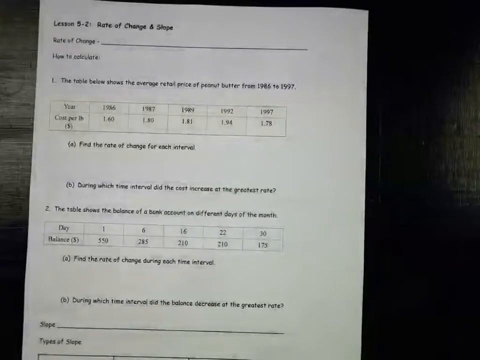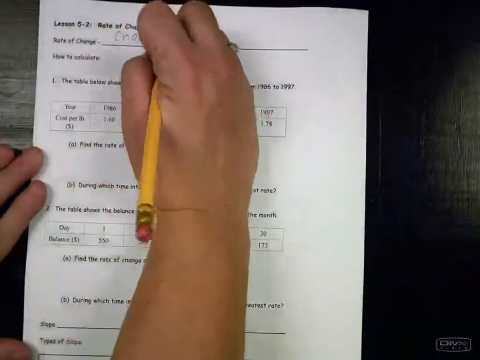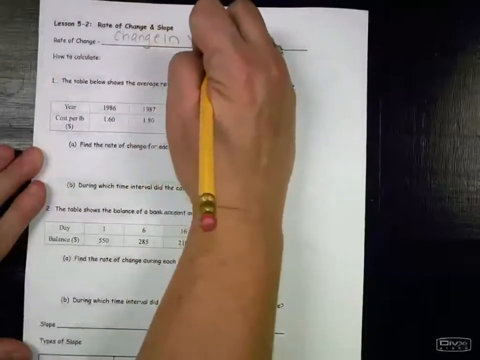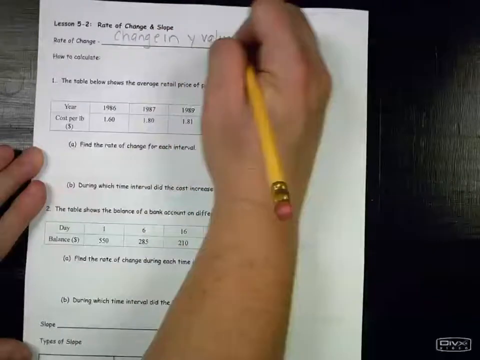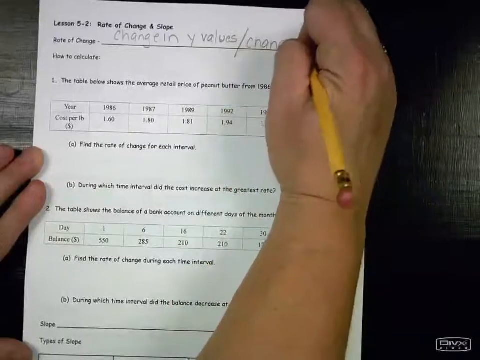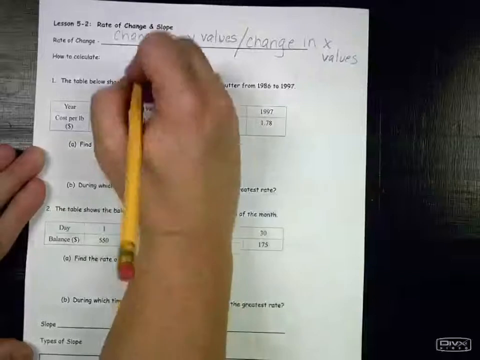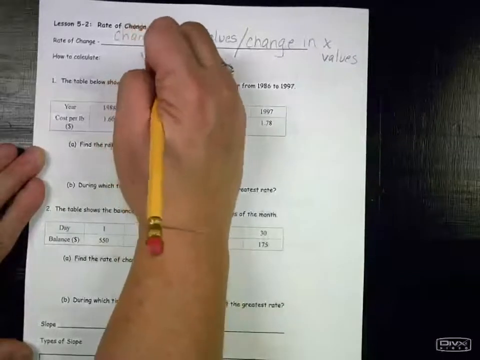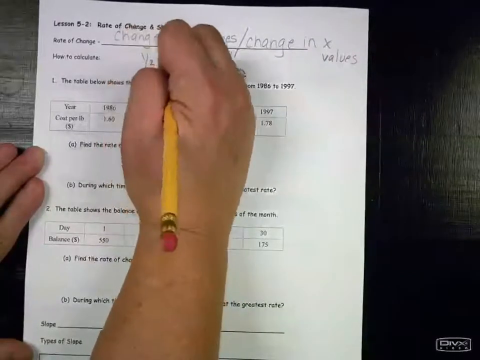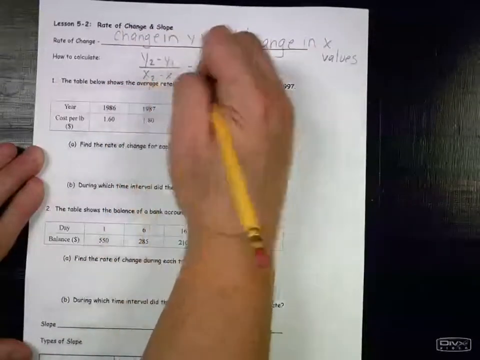Chapter 5, Section 2 is rate of change and slope. For rate of change, it would be the change in the y values over the change in the x values. And our slope formula is y2 minus y1 over x2 minus x1.